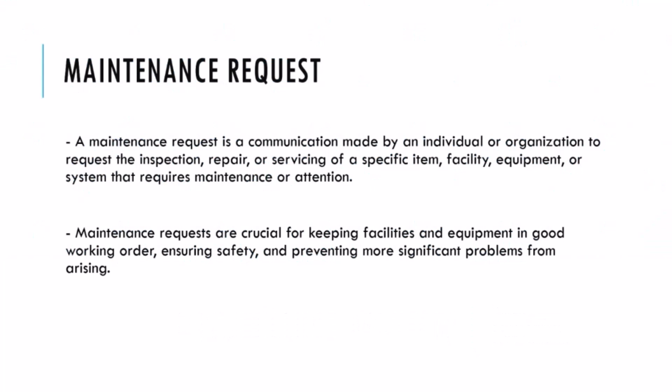A maintenance request is a communication made by an individual or organization to request the inspection, repair, or servicing of a specific item, equipment, or even a system that requires maintenance or attention. So this could be a light bulb, a broken table, a broken chair, a projector, anything for that matter that requires some attention. These requests are crucial for keeping facilities and equipment in good working order, ensuring safety, and preventing more significant problems from arising.